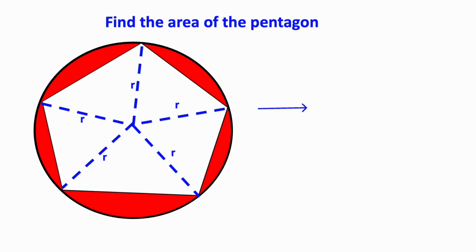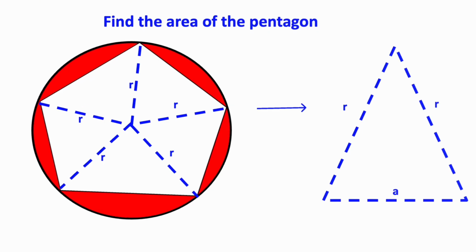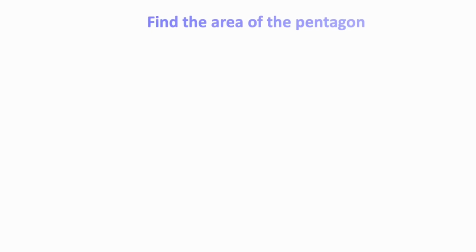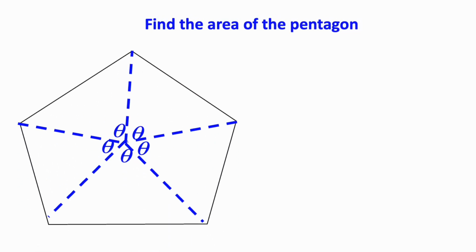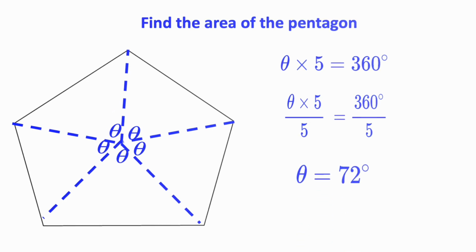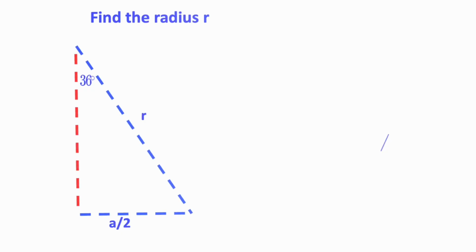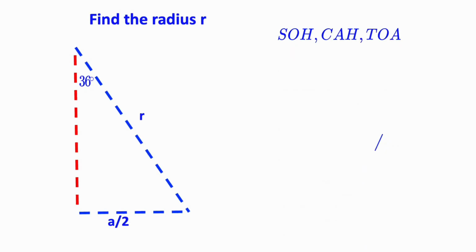Let's figure out the angle at the center of each triangle. A full circle is 360 degrees. We've split it into 5 equal triangles, so each central angle is 360 divided by 5, which is 72 degrees. To make things easier, let's cut one of those isosceles triangles in half. That gives us a right-angled triangle, where one side is half of A, one side is R, the radius, and the angle at the center is now 36 degrees.